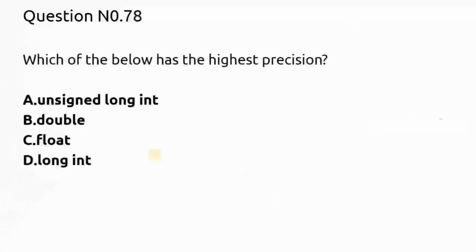Which of the below has the highest precision? We may have a doubt in this. Of course between float and double, we can say that double is the highest precision, but coming to unsigned long int and double, which is the highest precision? We'll have some confusion, that's why I have given it. So here if you see, long int and double is only the highest precision. So that's why the answer is B only. Double takes 10 bytes, whereas long int takes only 8 bytes.